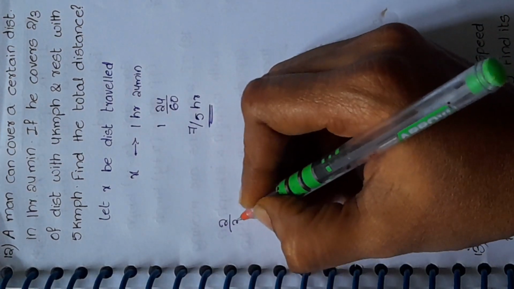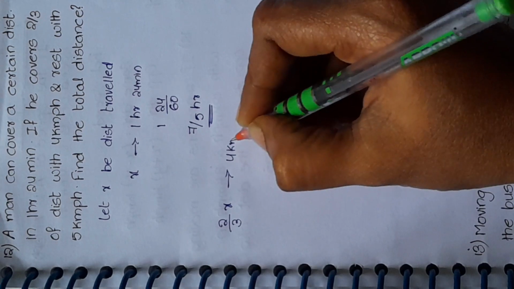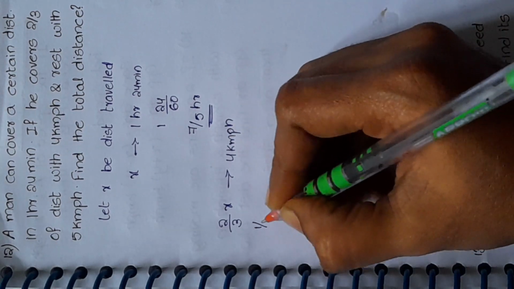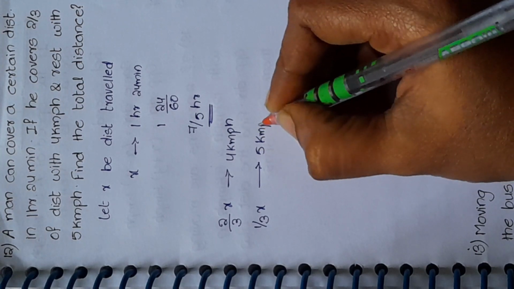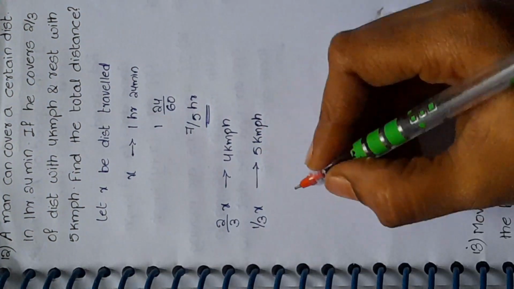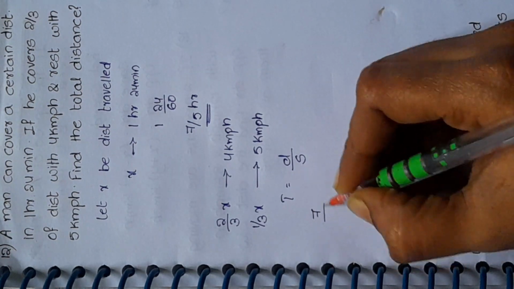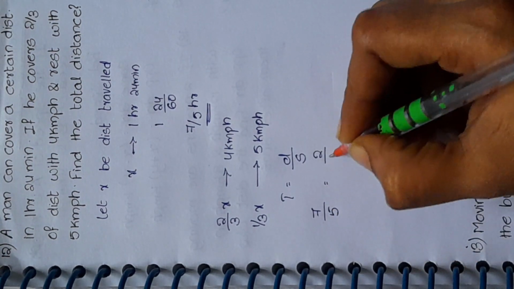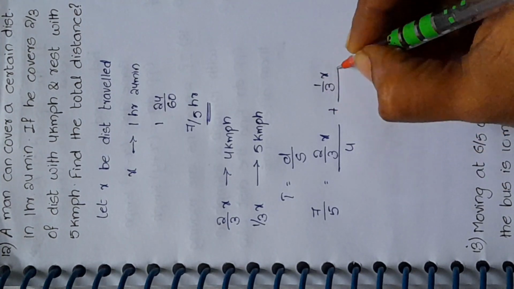For two-thirds of the distance, he travels with 4 kilometers per hour speed. And for the leftover, that is 1/3 of the distance, he uses 5 kilometers per hour speed. We know that time is equal to distance by speed. So 7 by 5, the total time, is equal to 2 by 3 x by 4 plus 1 by 3 x by 5.